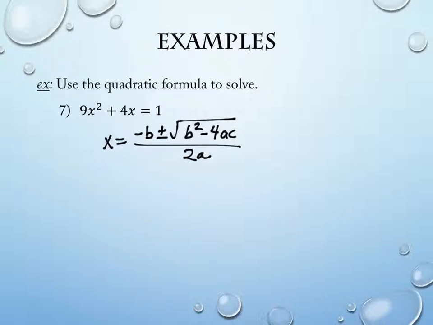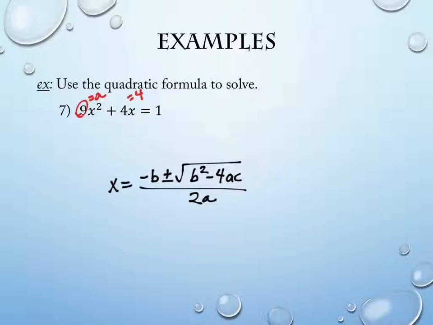All right, so we need to identify the A, the B, the C. So A in ours is 9. B is 4, and we've got a problem. What's my problem with the 1? Does anybody know? It's on the other side of the equal sign. So before I get too far into this, let me actually take a step back and move it. We need the 1 to be on the left-hand side instead of on the right-hand side. So I have 9x squared plus 4x, and it should be minus 1, right?